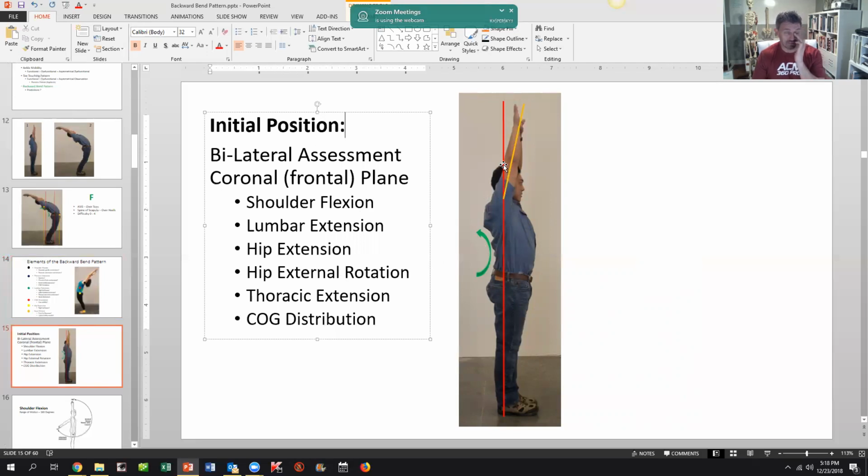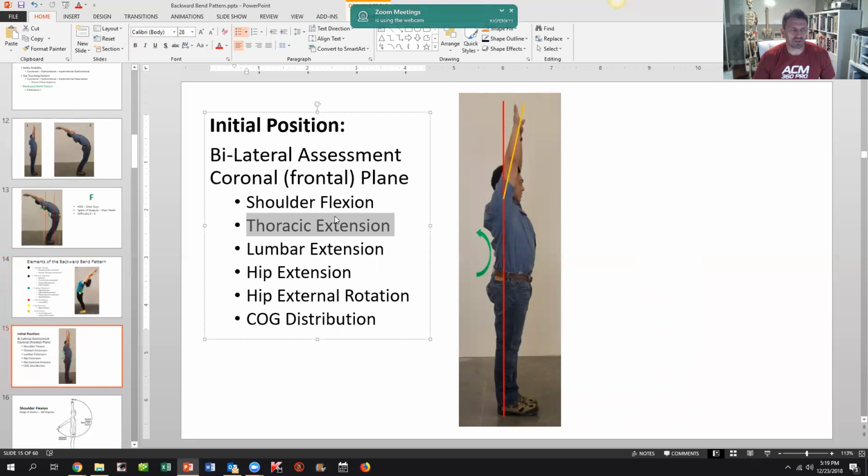And you should see that arm straight overhead, without a lot of bending at the elbows and almost in line with their ear. And again, when we talked about shoulder flexion, lumbar extension, hip extension, let me change this order so you have it right. Shoulder flexion, thoracic extension, lumbar extension, hip external rotation, we'll talk a little bit more about that, and then center of gravity distribution.